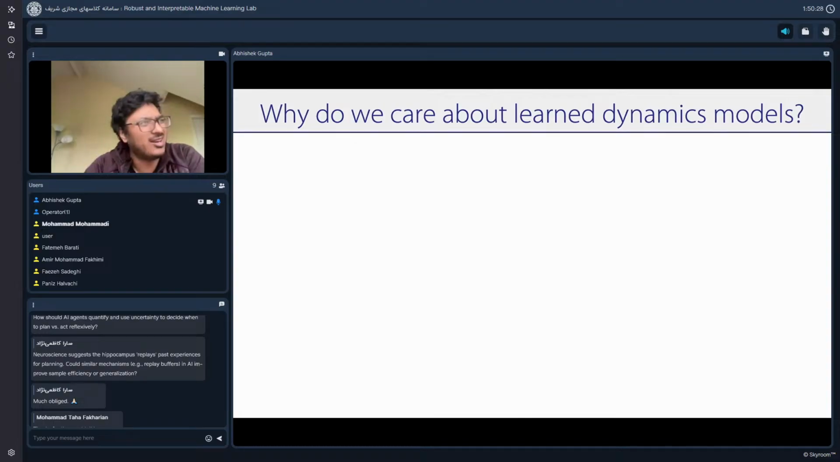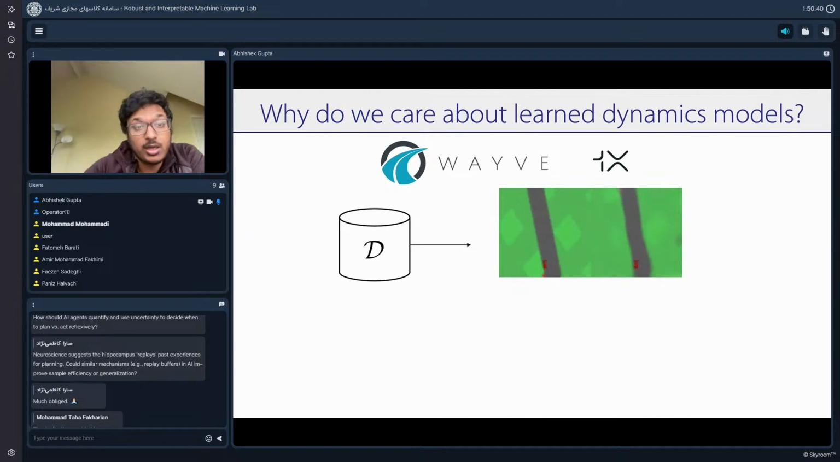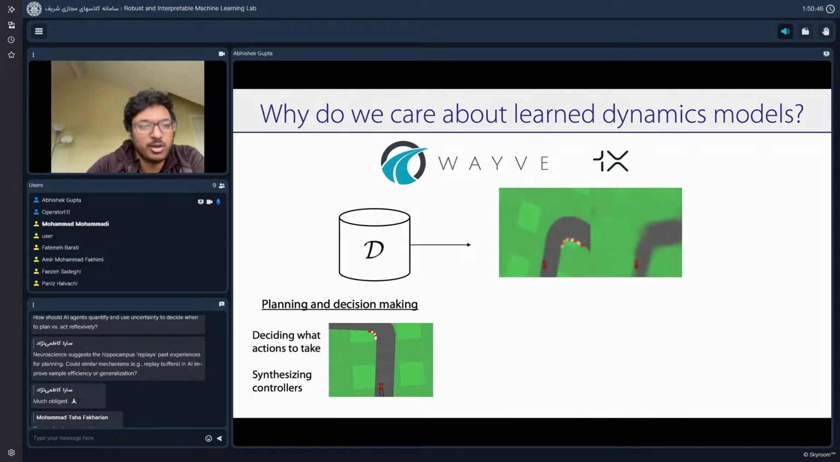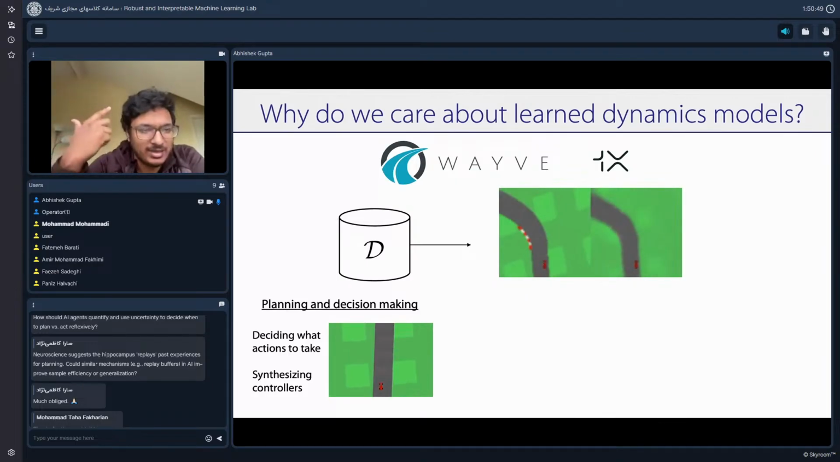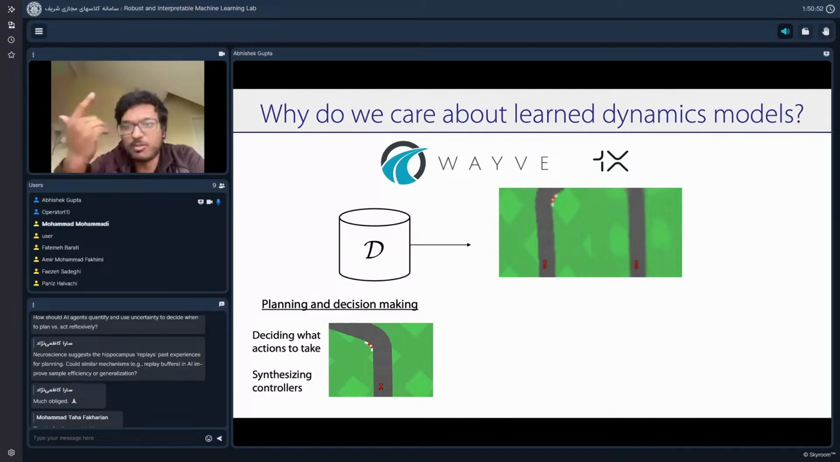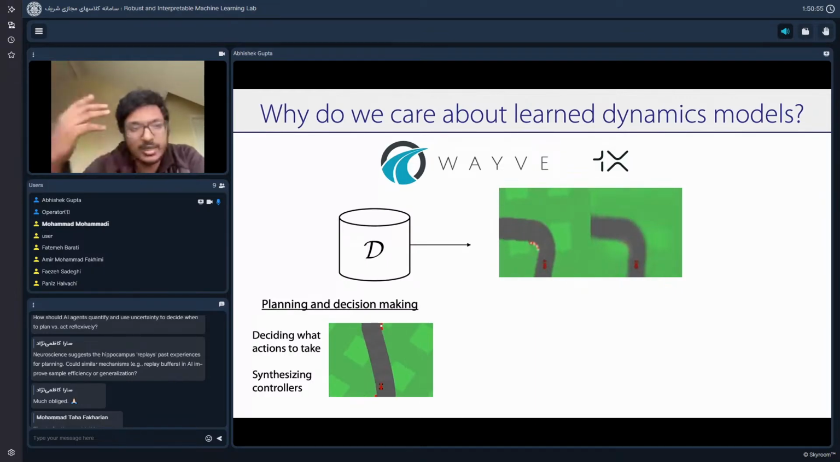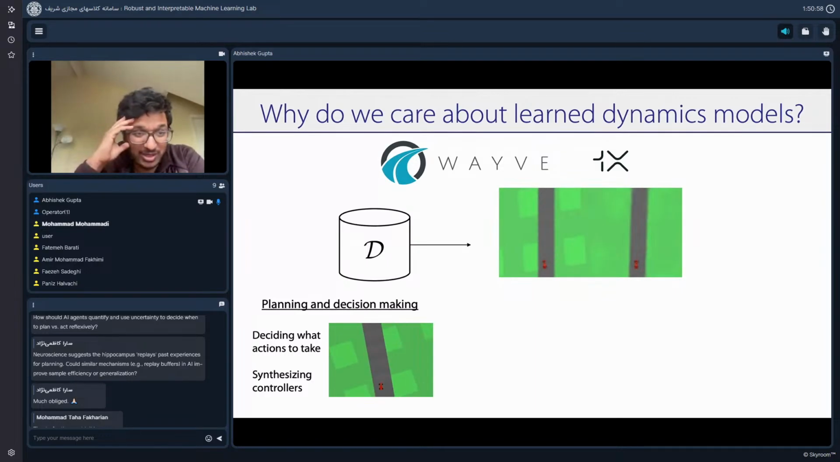And why do we care? Eventually you want to act in the world. You want your robots to do things, you want your decision making agents to do things. So why do we care? The reason we care, and companies like Wave and 1X and a lot of others are investing in these world models, is that it's naturally a good way to do planning and decision making. It can accept suboptimal data very naturally. It's naturally off policy. It becomes easier to decide what actions to take, and you can synthesize controllers, and it ties into this paradigm that everyone loves right now of test time compute. In principle, learned dynamics models enable test time compute.